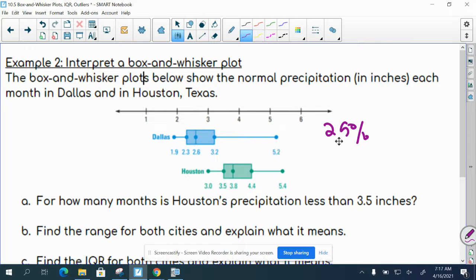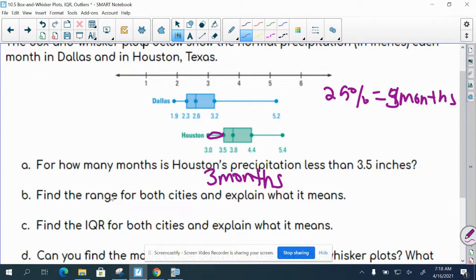In that case, 25% of the months in a year would be 3 months, because you would take 12 and divide by 4. So each of these intervals represents 3 months. So for how many months is Houston's precipitation less than 3.5 inches? So here's Houston, here's 3.5. We're talking about this interval here. So that would be 3 months because it's just one interval of the box and whisker plot.